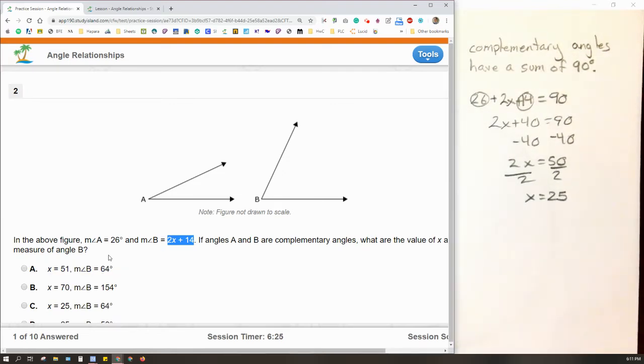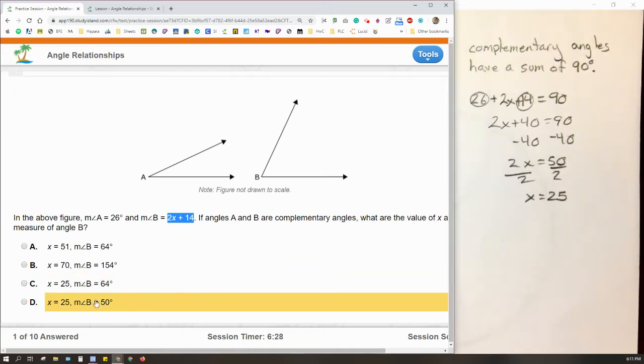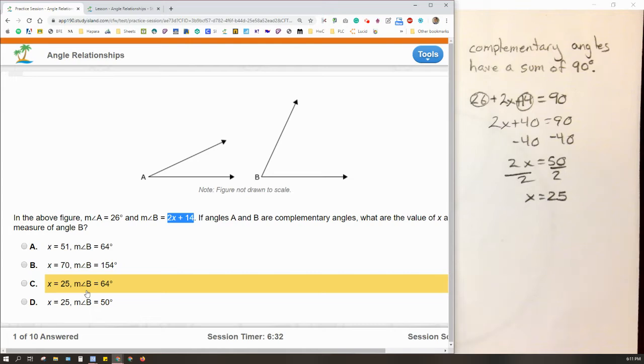So x is 25. Which one of our answers says x is 25? Two of them do. C and D both equal 25.